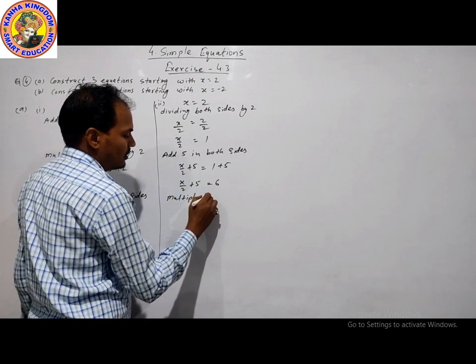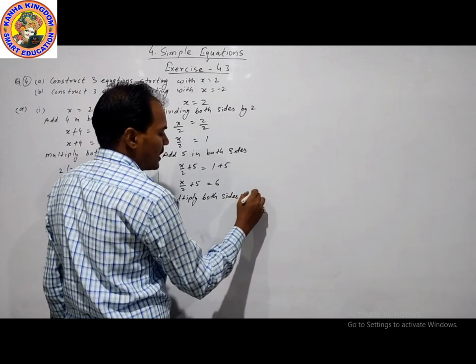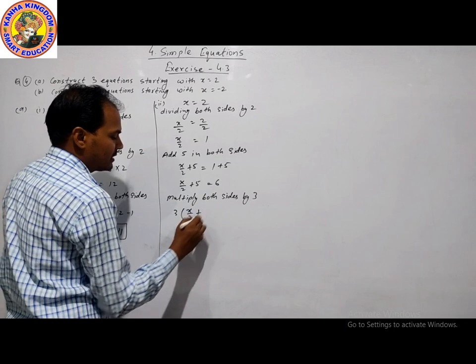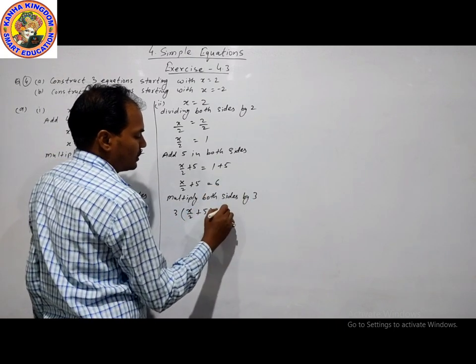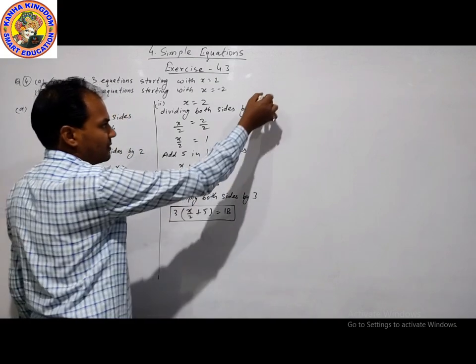Multiply both sides by 3. So 3 will multiply by x upon 2 plus 5, and 6 into 3 is 18. This is our another equation.